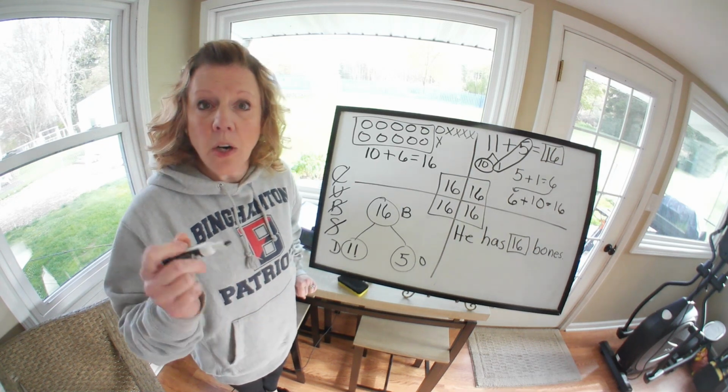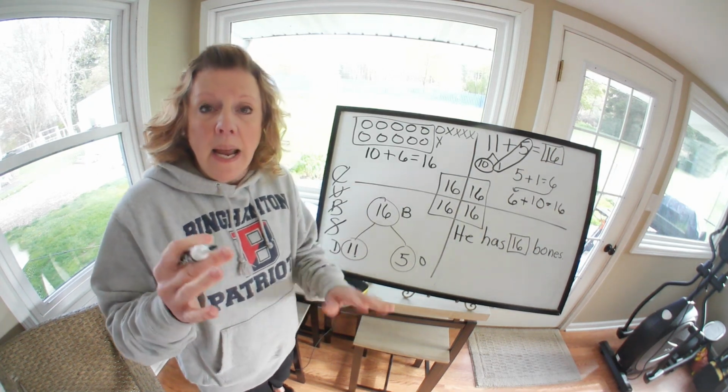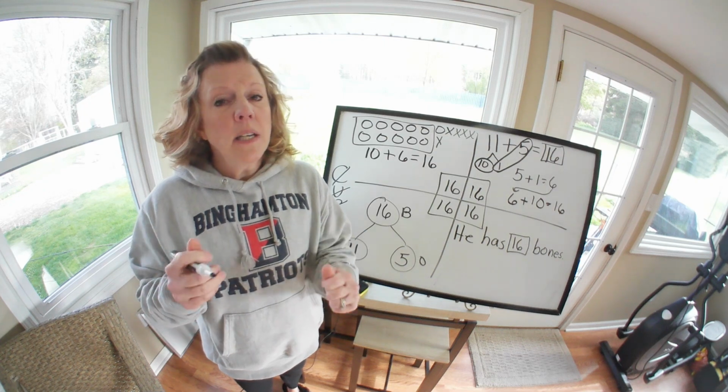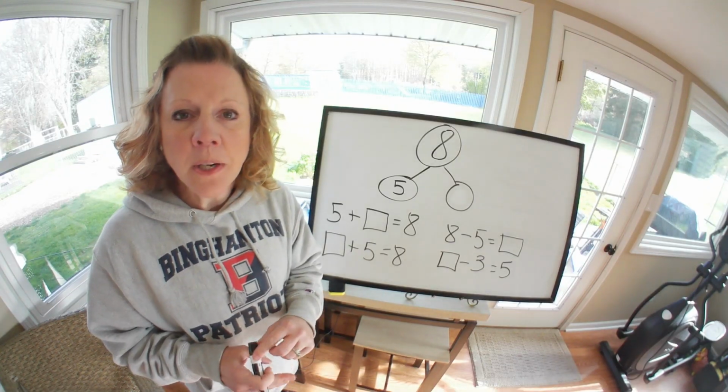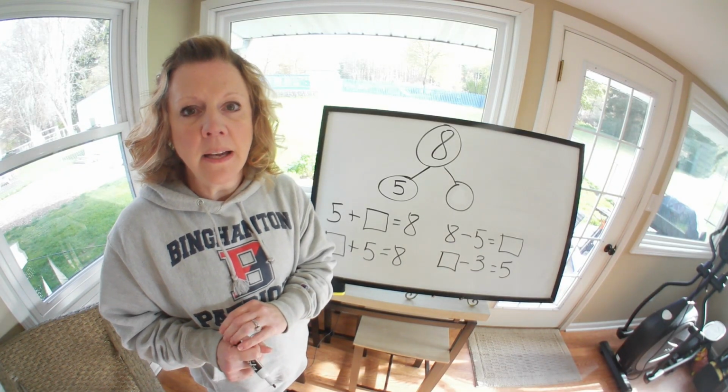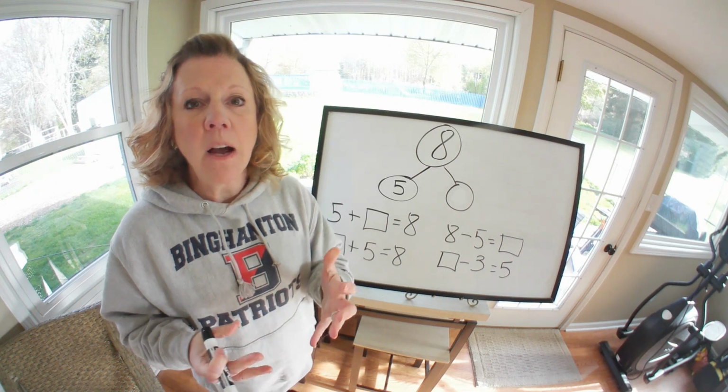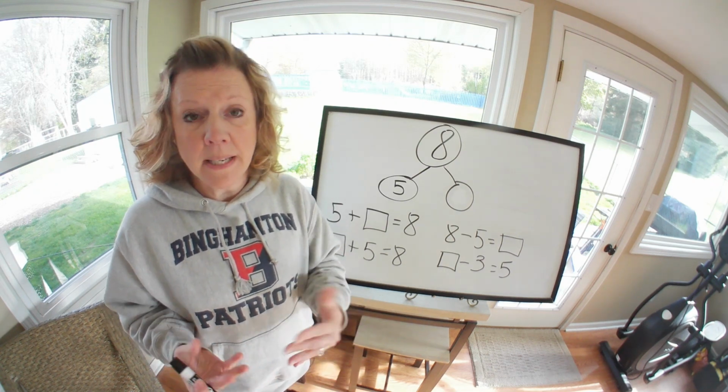So I want you to start really looking at these numbers as 10s and 1s, and you're going to see why as we get going through the lesson. All right, for part 2 today, what we're going to do is look at fact families and how do you figure out a missing part or a missing total.